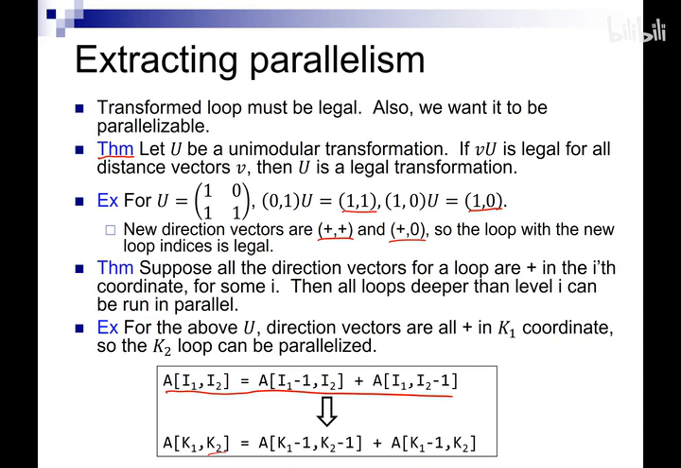You can parallelize when, if you look at the direction vectors for a loop, there's some ith coordinate where it's all positive. Then for all of the loops deeper than level i, like k2 and maybe k3 and so on, you can run all of those in parallel. So we are trying to look for these U's which are unimodular and legal, and which produce some coordinate i which is all positive, because once we have that, we can parallelize in all of the deeper layers.